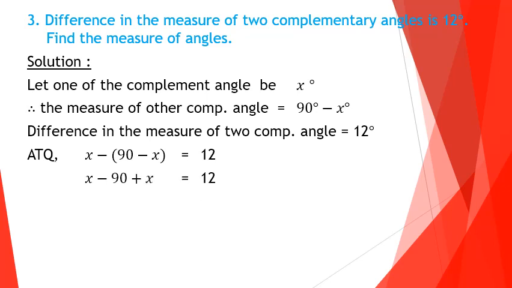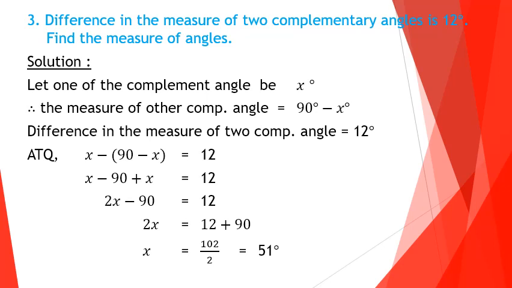So first we can open the bracket. So we get x minus 90 plus x equal to 12. That is 2x minus 90 equal to 12, or 2x equal to 12 plus 90 equal to 102. Therefore, x equal to 102 upon 2 equal to 51 degree.